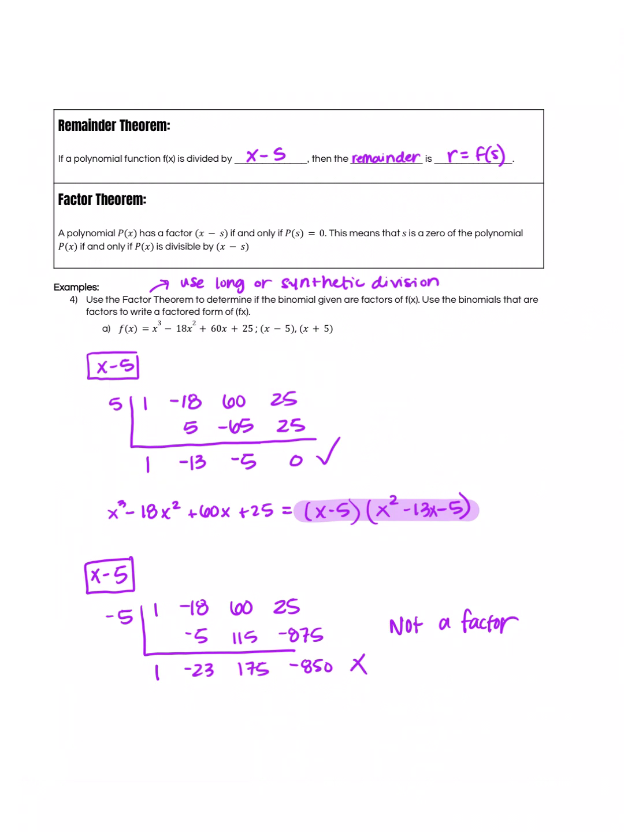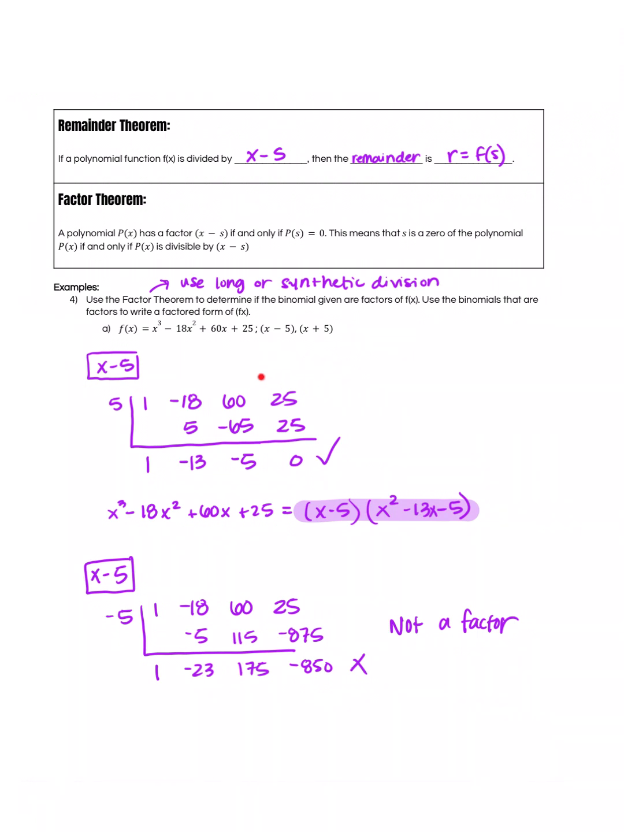This means that s is a 0 of a polynomial p of x if and only if p of x is divisible by x minus s. And if x minus s divides p of x, then we know our remainder must be 0, which is really this piece right here. So one example to show that, we're using the factor theorem to simply determine if the given binomial is a factor of f of x.